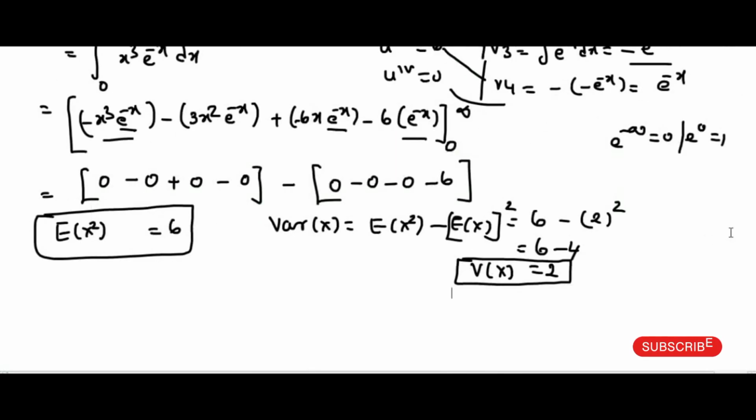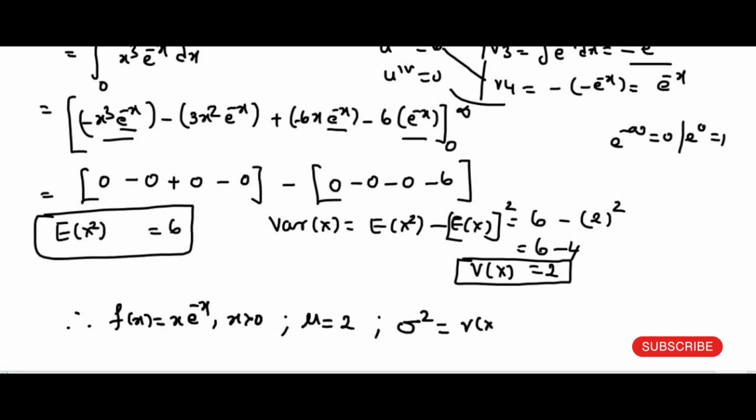So finally we write the final conclusion. The conclusion is: f of x equal to x into e power minus x, x greater than 0. Second, the mean value. Mean is nothing but mu. The mu value is 2. And third, variance is nothing but sigma square, that is variance of x, which is equal to 2.